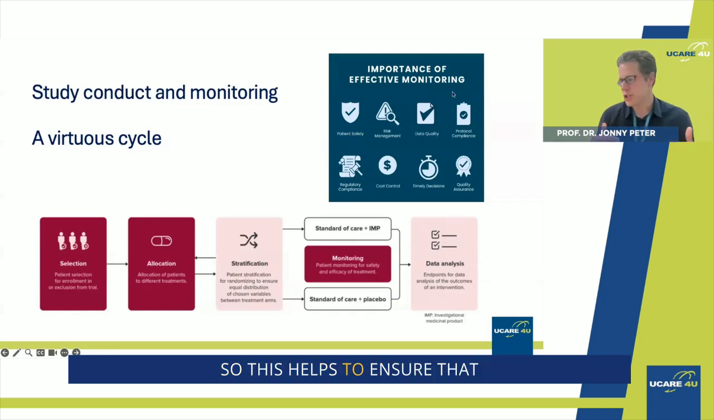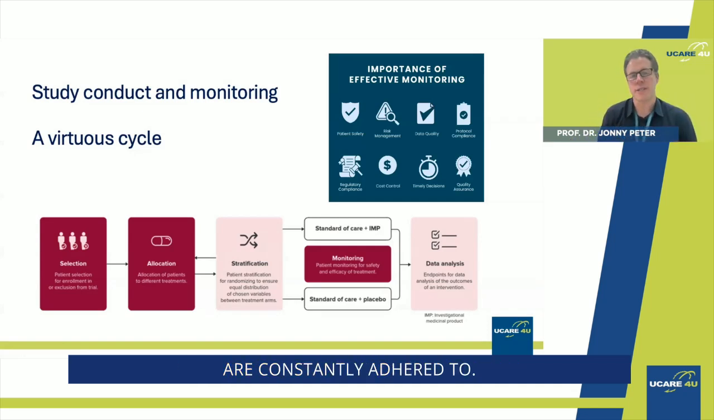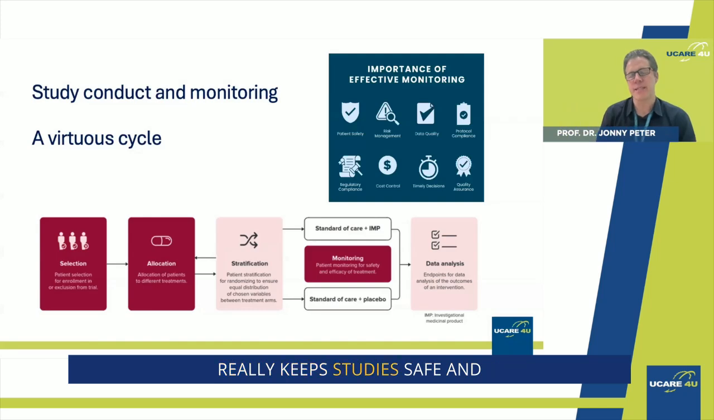Importantly, during this recruitment process, trials are being monitored at different levels. So this helps to ensure that the protocol is well carried out, that patients don't deviate from the protocols, that the ethical standards and the safety are constantly adhered to. And there's a whole group of safety requirements. If there's a new reaction or something that triggers a whole lot of reporting that really keeps studies safe, and including at times you might stop a study if there's any kind of safety signal detection.